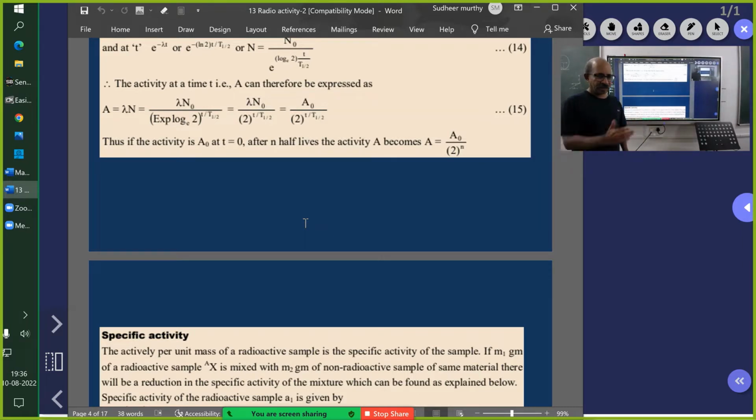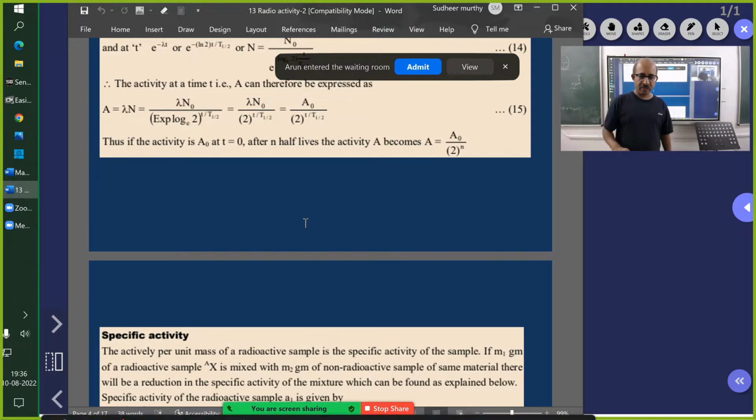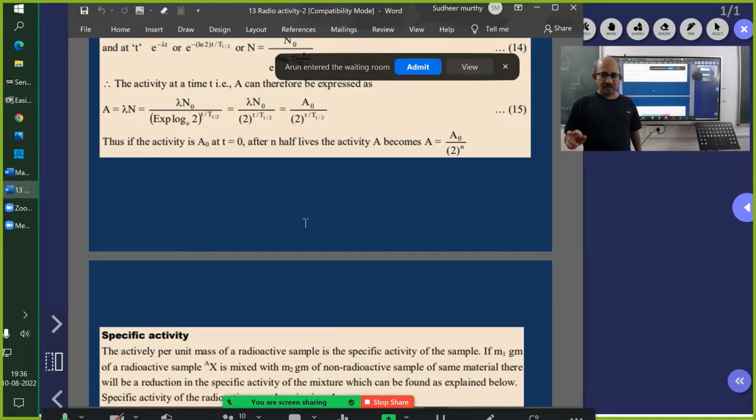The atom will change. See here, uranium will get converted to bismuth. Bismuth will get converted to something, thorium, things like that, and then finally it will get converted to Pb. The atom itself is changing. The characteristic itself is changing. Theoretically, you can prepare gold from lead. Is it clear? You can get gold from lead.